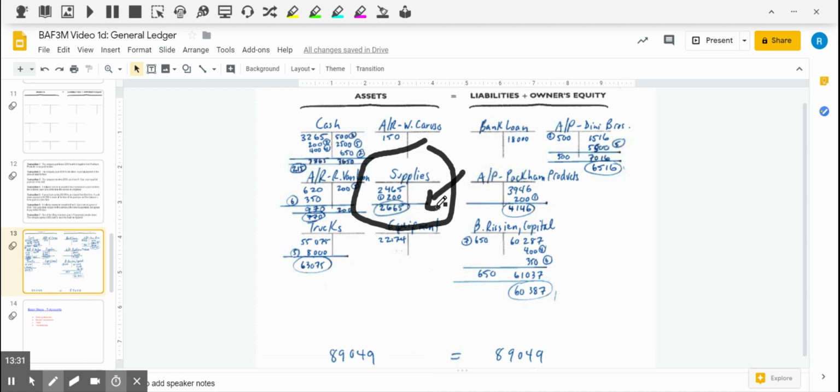So supplies started at 2465. That was the beginning balance. And it got debited once over the course of the month for $200. So the new balance is 2665. All right, I hope that makes sense.